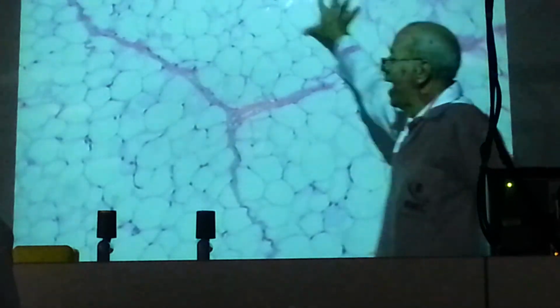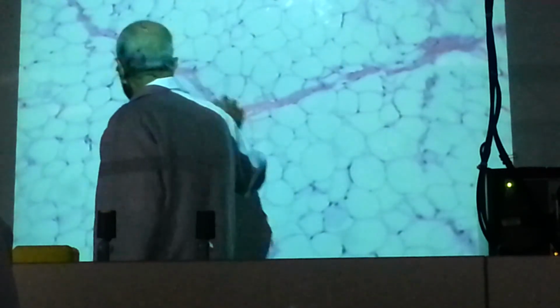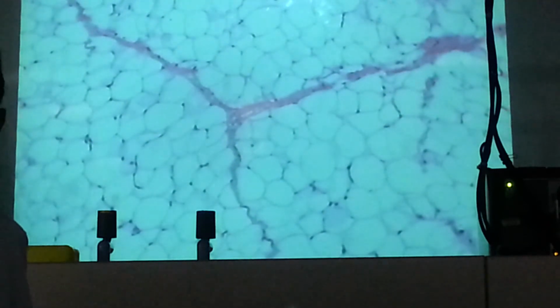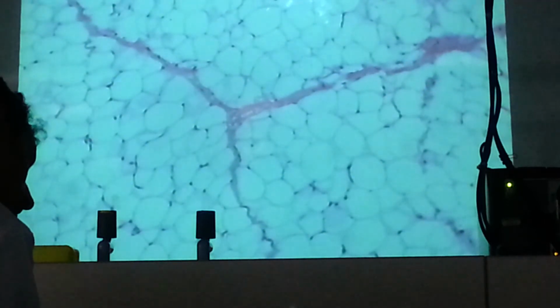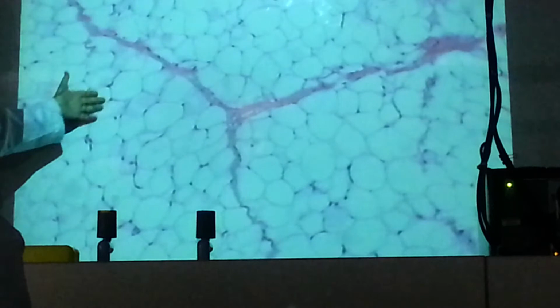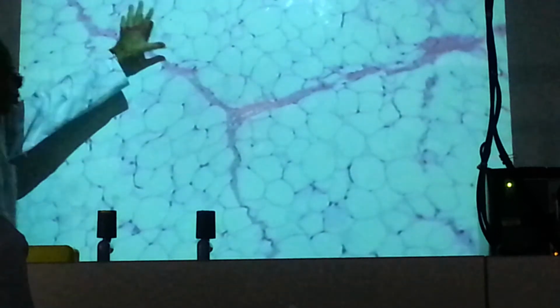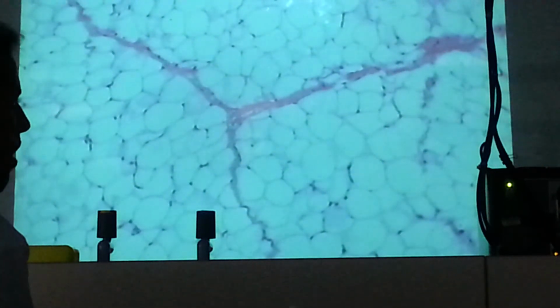Lobules of fat cells separated by connective tissue septa, to carry the blood vessels and the nerves to the cells. So, what is the name of the section? White adipose tissue. Why? Unilocular fat cells forming globules, or unilocular fat cells, not multilocular. Fat cells form globules separated by connective tissue septa. Okay? Easy.